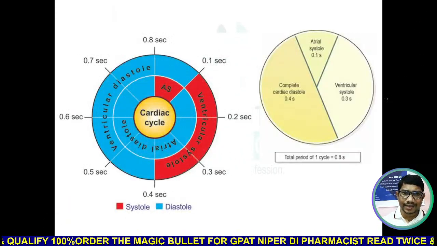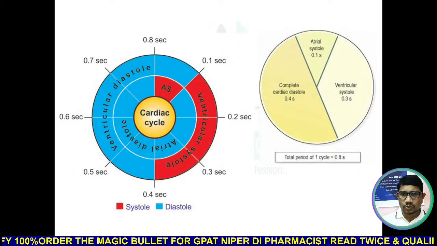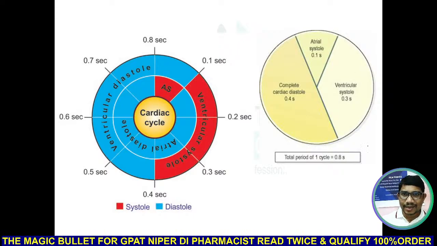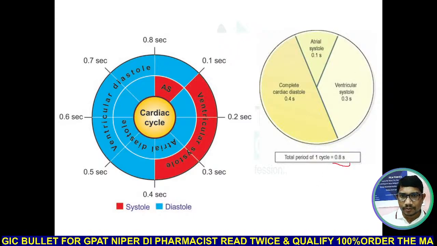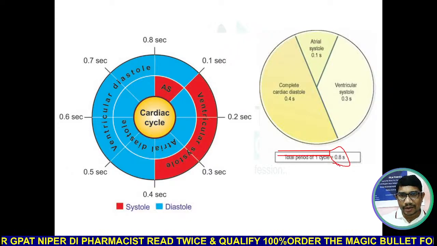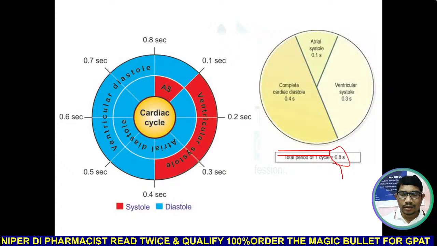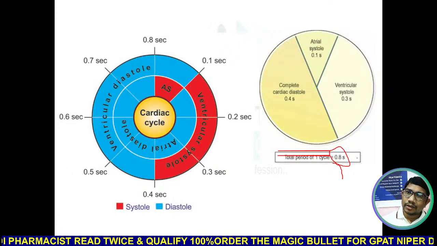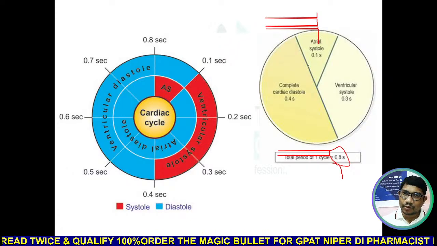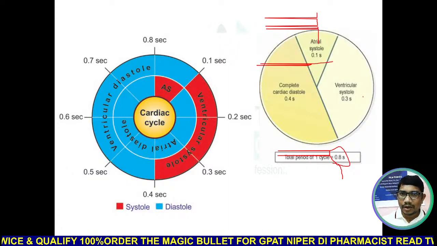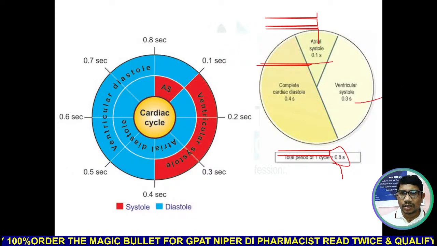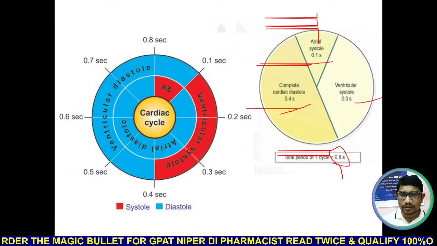Now you can see over here, cardiac cycle question आ चुका है इसके ऊपर, so that's why we have taken it 2-3 times. So the cardiac cycle is of 0.8 second. एक cardiac cycle मतलब one event of contraction and relaxation is of 0.8 second. Out of that, atrial systole मतलब contraction. Atria will contract in 0.1 second. Atrial systole. Ventricular systole will be 0.3 second, and complete cardiac diastole will be 0.4 second.